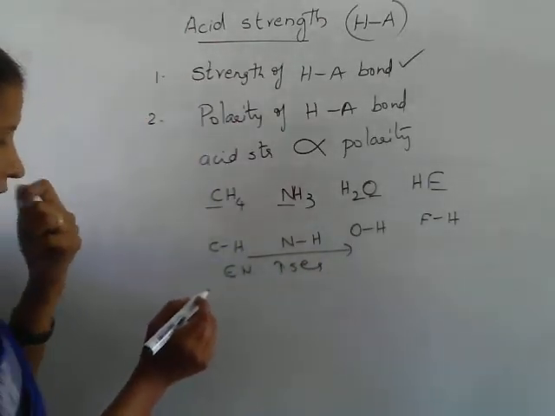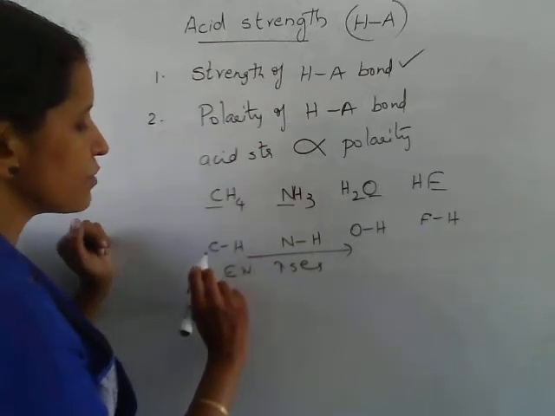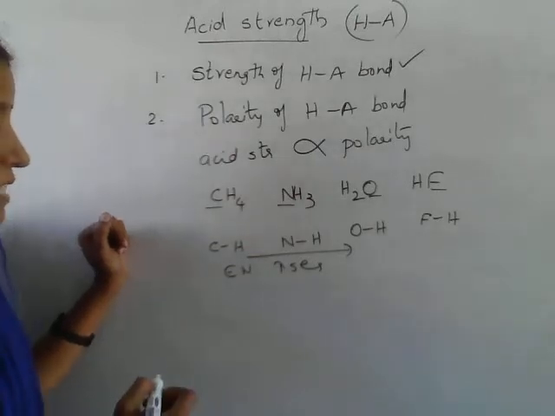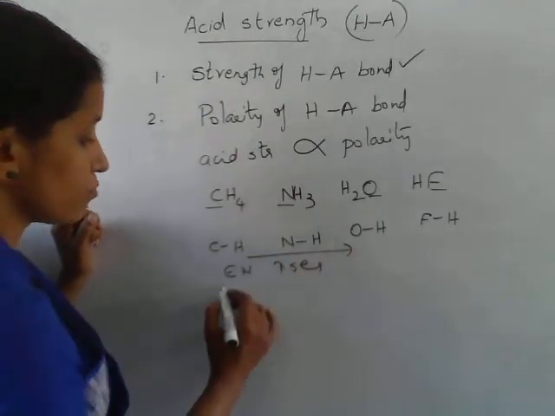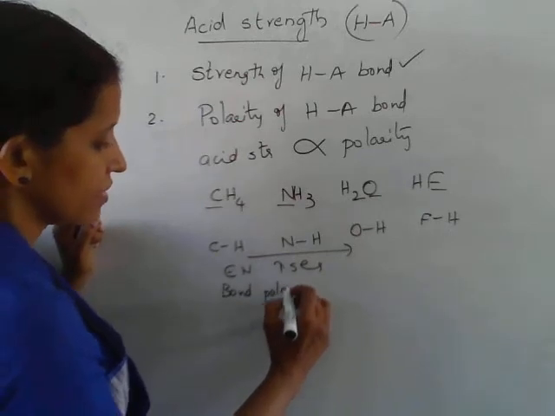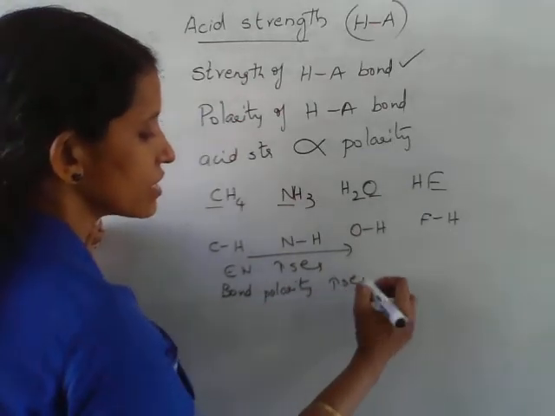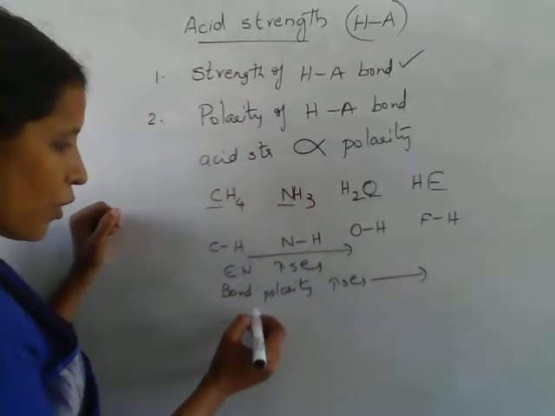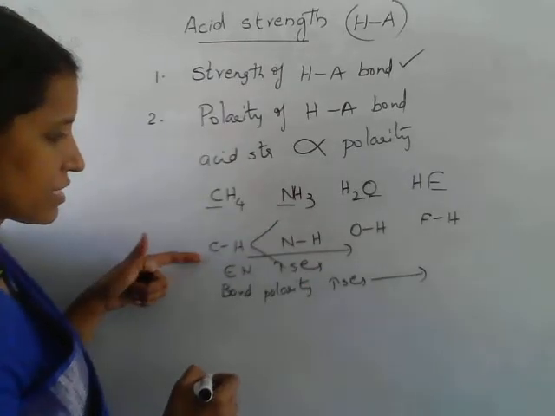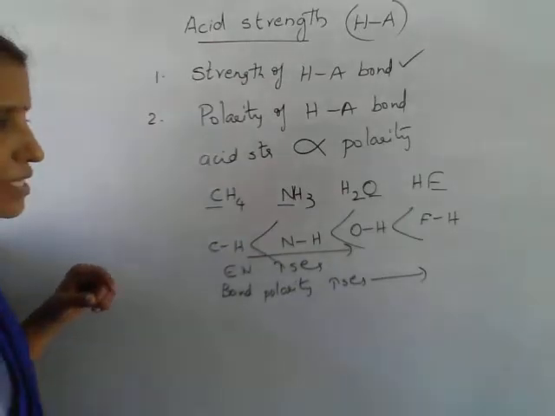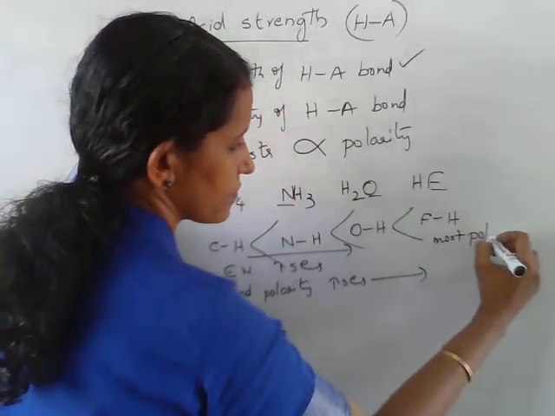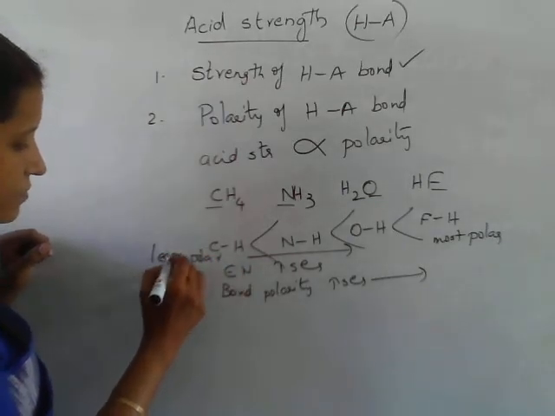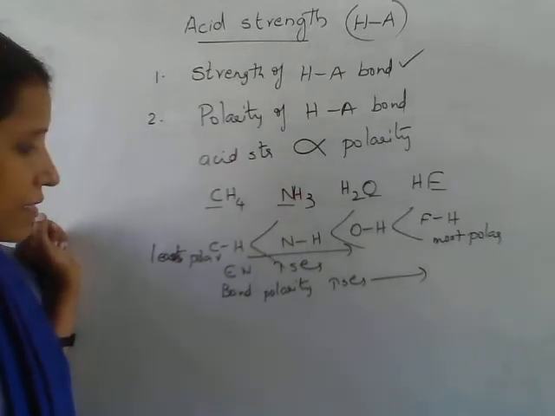Electronegativity increases means that there would be a large difference. The difference in the electronegativity of the bonded atoms increases towards the right side, which means the polarity increases. Bond polarity increases towards the right side. So the bond polarity will be minimum in the case of CH, maximum for the FH bond. Means the FH bond is most polar. The CH bond is least polar among these. Clear?